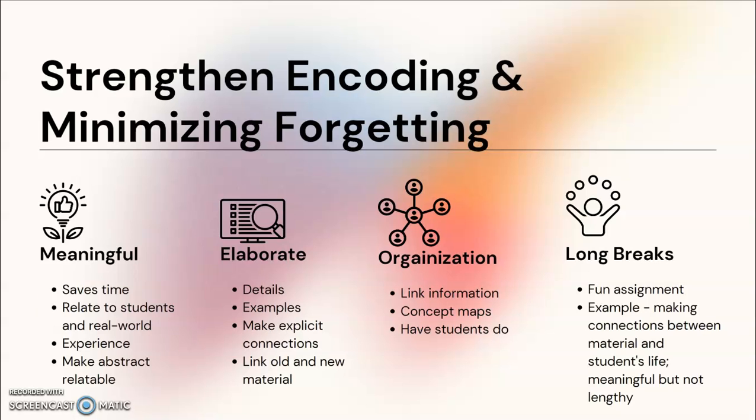The next piece that's important to help with that original encoding process is the elaboration. When that material was first learned, was it detailed? Did it include those real world examples? Were there connections? Sometimes as teachers, especially as high school teachers, we assume that students can make the connection between two things, and we assume that they know what the connection is. However, we can't always assume that.